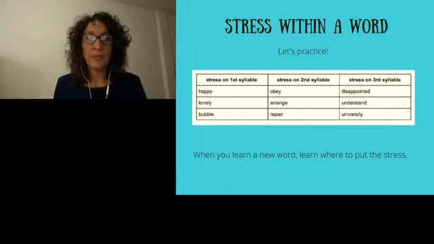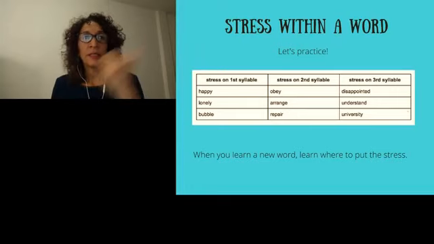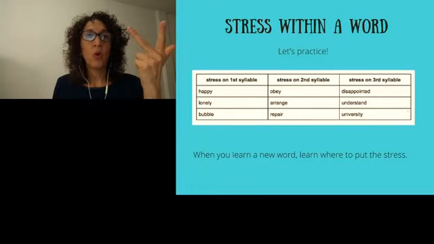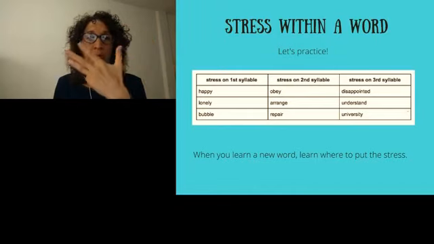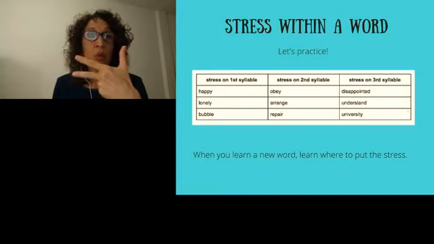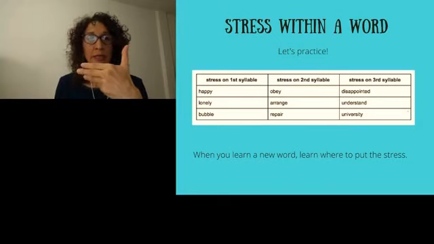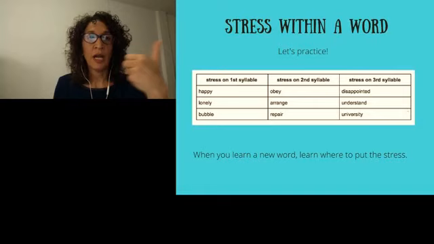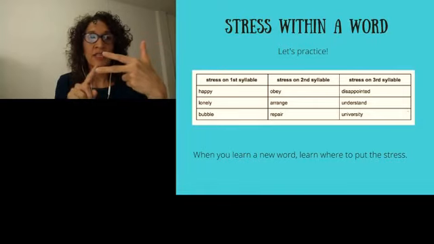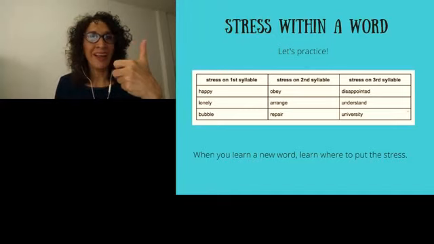Excuse me. So, disappointed. Disappointed has 4 syllables. Disappointed. And the stress is on the third one. Disappointed. I was so disappointed. All right? The next word, understand. Stress is going to be here. Understand. I'm so happy. I understand about stress now.